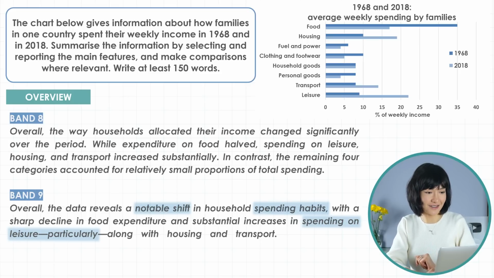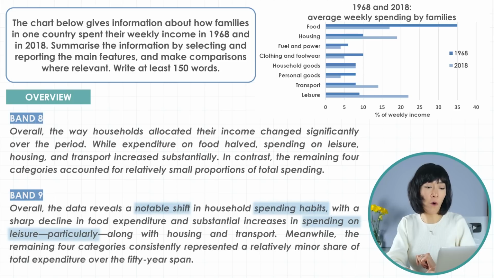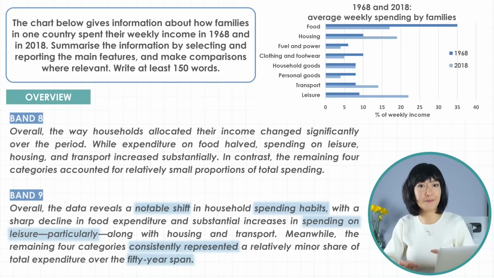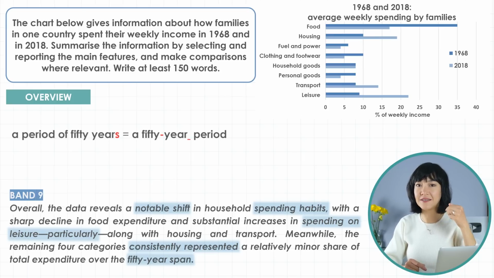The next sentence is, meanwhile, the remaining 4 categories consistently represented a relatively minor share of total expenditure over the 50-year span. Consistently represented means they were always lower. And instead of a 50-year period, we can say a 50-year span. And please note that we say a period of 50 years, but a 50-year period. So we have a hyphen and no S at the end, just 50 years.